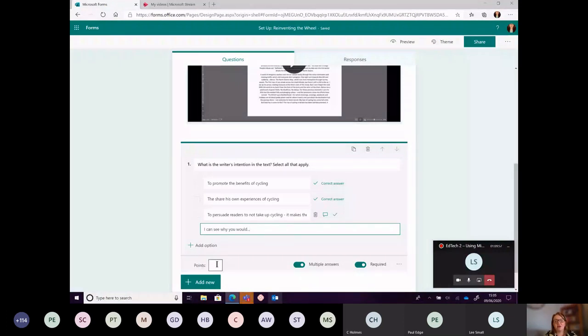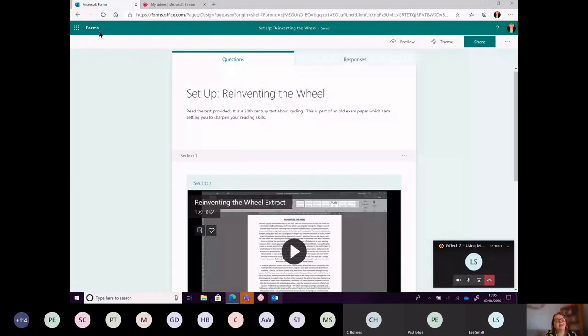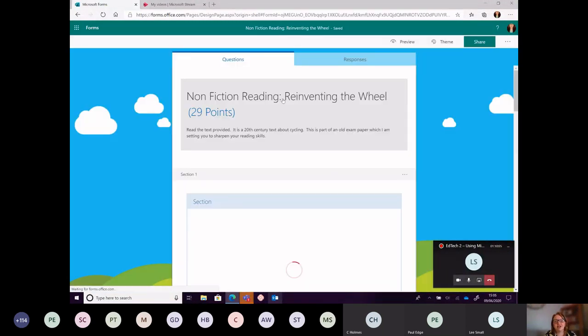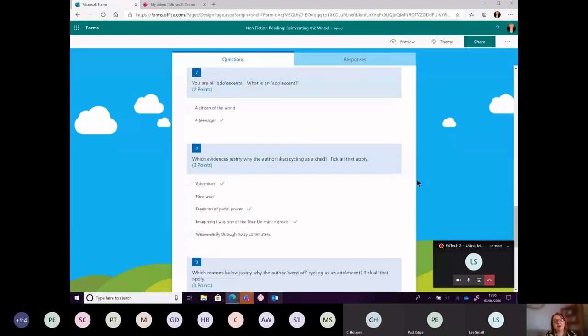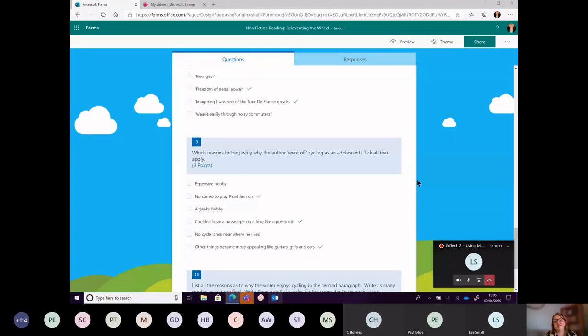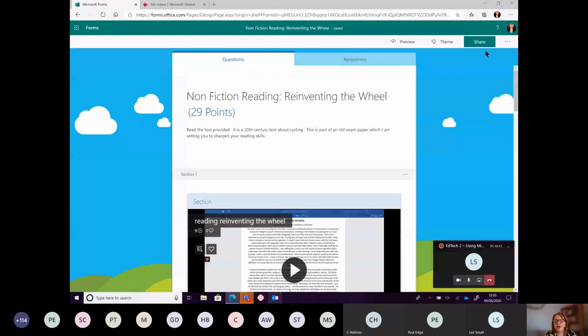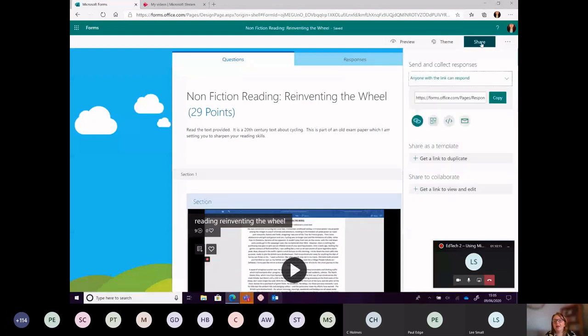You can award points, which will obviously tally up as the pupils go through. So once you have your form completed, I'll show you a completed version here. Once you've got your form completed, you've put all your questions in, and some of those questions have then got feedback, you can then share at the top. Now this bit is important: if you're just sharing it with pupils within your organisation, only people within the organisation can respond.